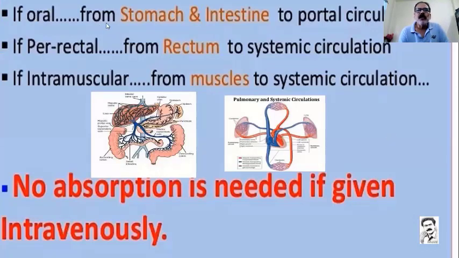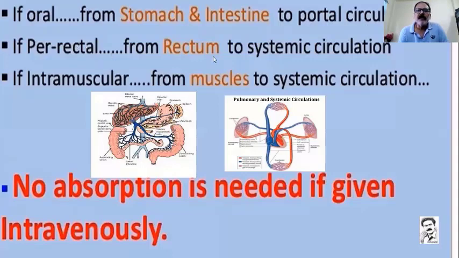So if it is oral, through the stomach and intestine, portal circulation will take place. When it comes to the stomach, the drug will be dissolved and absorbed, and it will come into the tissues. From the tissues it will get into the blood. This is called portal circulation when it comes to the stomach and intestine, and these vessels will take the drug and slowly send it into the blood. So that is called portal circulation.